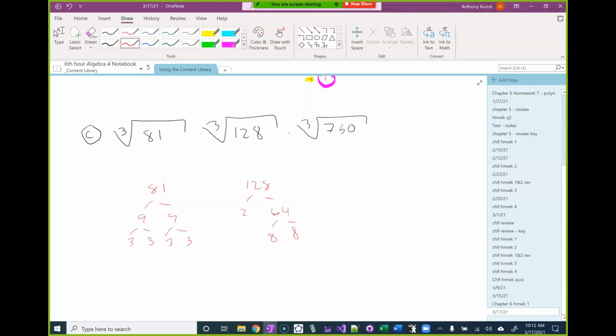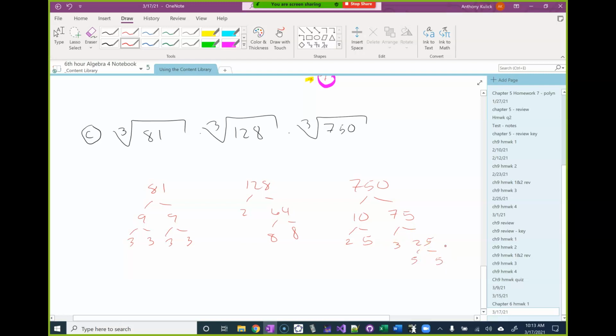So 750, let's just do 10 and 75. That's probably the obvious way to go. So that's 2 and 5, and that's 3 and 25, and 25 is 5 and 5. And now let's collect what we've got. So looking at our threes, 1, 2, 3 threes. That'll get me a 27.